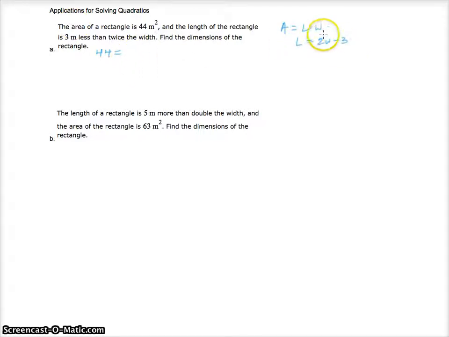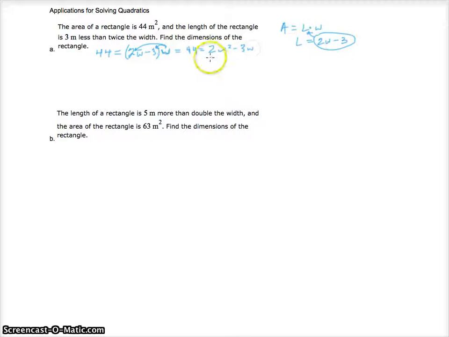I'm going to say that 44 equals L times, excuse me, I set that up wrong. L equals 2W minus 3, so we're going to take 2W minus 3 and substitute it in for L. So we have 2W minus 3 times W. So now I'm going to distribute the W. So I'll get 44 equals 2W squared minus 3W.